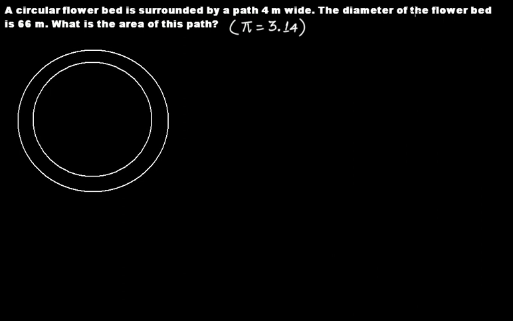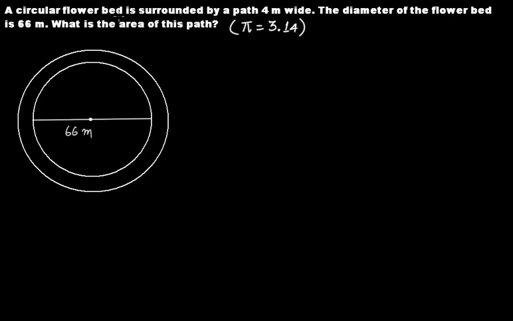The diameter of the flower bed is 66 meter. What is the area of this path? Okay, so this circle encloses the flower bed. If we assume that the center is here, and it's given that the diameter of the flower bed is 66 meter.